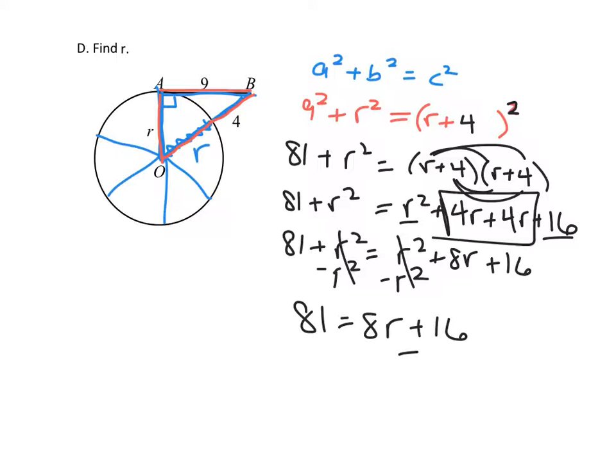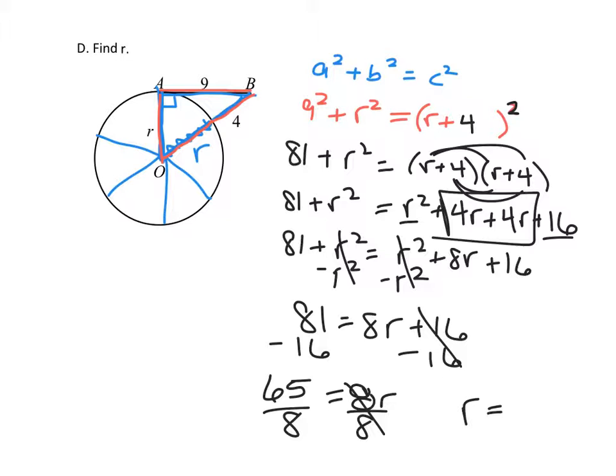All right, 16 and 81 go together. Let's see here, it's been a while. 81 minus 16 is going to be 65. And then dividing by 8. We get R equals, I would just use a mixed number, so 8 goes into 64 8 times with a remainder of 1.